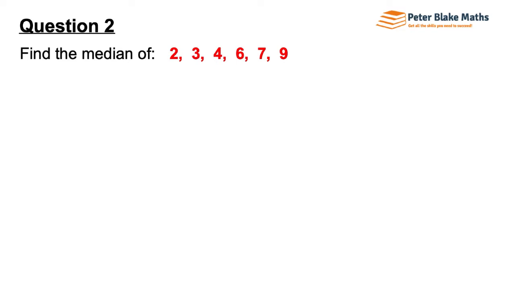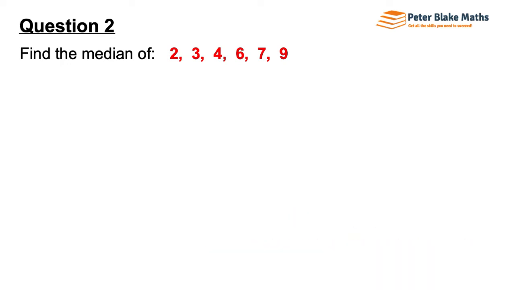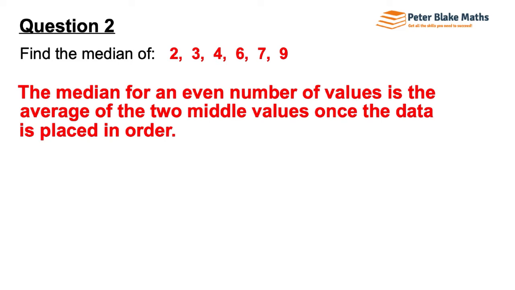Question 2. Find the median of 2, 3, 4, 6, 7 and 9. The median for an even number of values is the average of the two middle values once the data is placed in order. Now the data is already in order there, and because we have 6 scores, an even number of scores, one single score isn't possible. There are two scores that make up the middle of that. And you can see that the 4 and the 6 are positioned in the middle of those 6 scores.